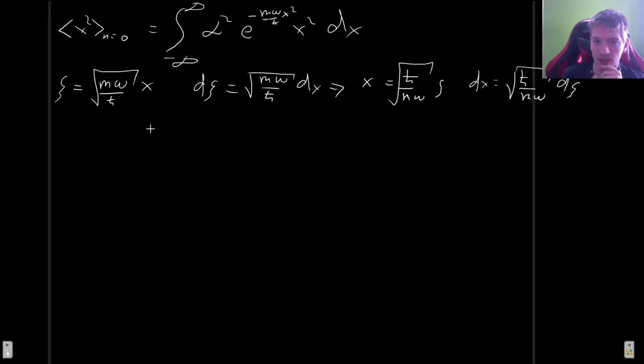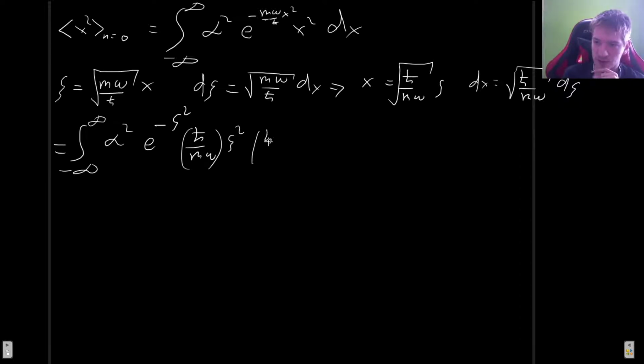Okay, so let us put all of these things into our integral. So we just get from minus infinity to infinity. The limits will be unchanged. Alpha squared e to the minus xi squared. And now instead of x squared, we get h bar divided by m omega times xi squared, and instead of dx, we get (h bar over m omega) to the 1/2 d xi, right?